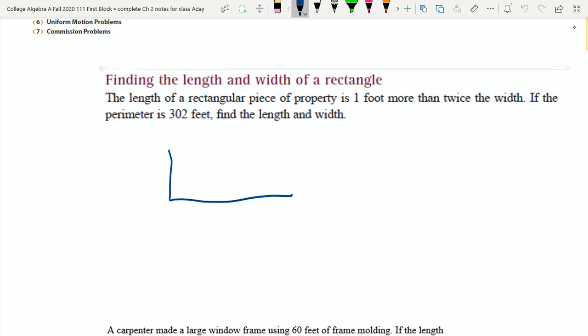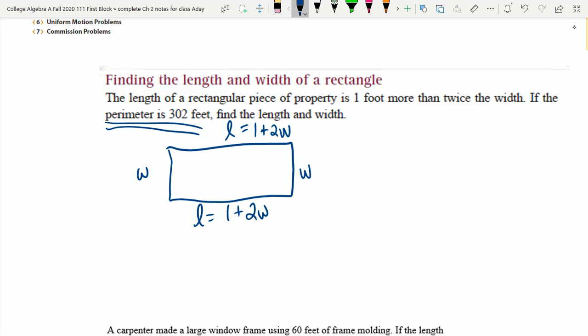I'm going to draw a rectangle here to make this a little simpler, where this is the length and this is the width. And we know the length is 1 foot more, so 1 plus twice the width, so 2W. So here's W, and here is L equals 1 plus 2W. And they tell us the perimeter is 302 feet, so that's around the edge, around the rim. So we say 302 equals W plus 1 plus 2W plus W plus 1 plus 2W.